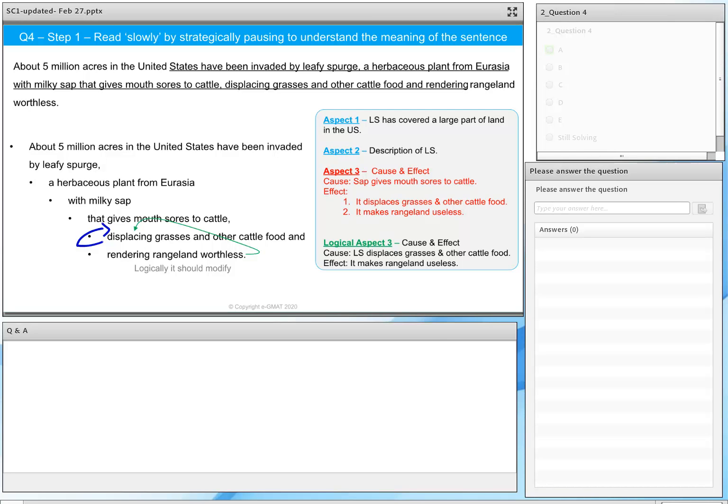So yes, a comma plus verb-ing modifier, the way it has been used in this sentence, presents the result of the modified action. In this case, the sentence is actually trying to say that the milky sap gives mouth sores to cattle, and as a result of giving mouth sores to cattle, it displaces grasses and other cattle food. Does this cause and effect make sense to you? Can we say that because milky sap gives mouth sores to cattle, it displaces grasses and other cattle food? Does this make sense?